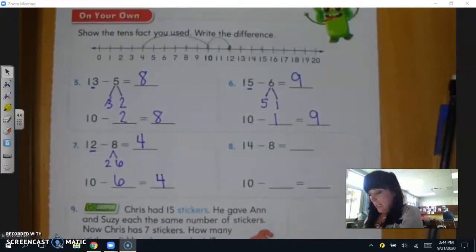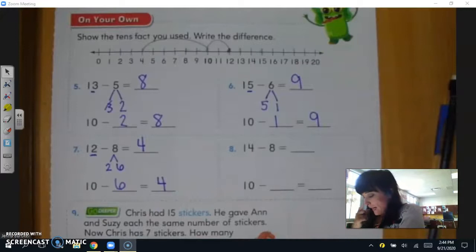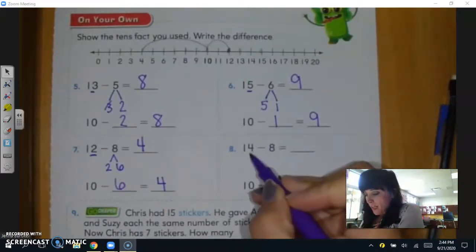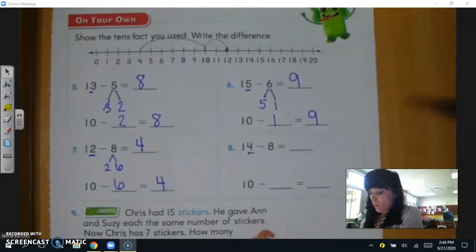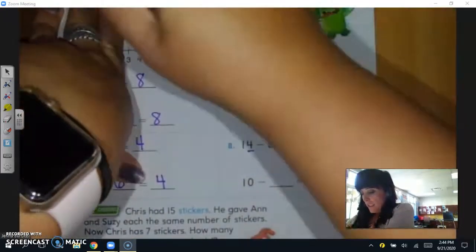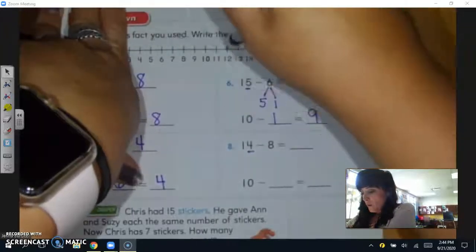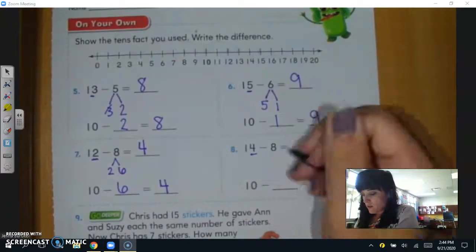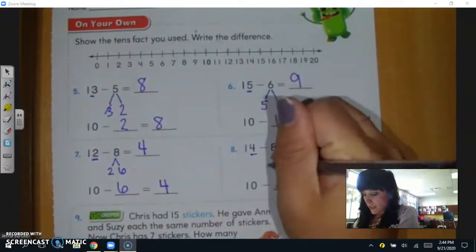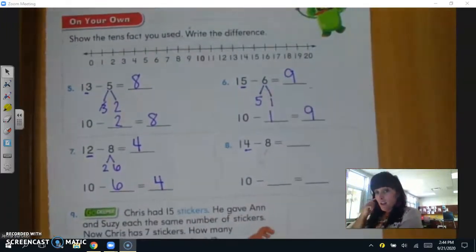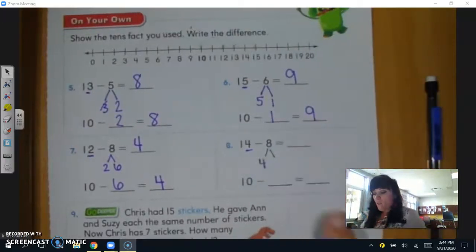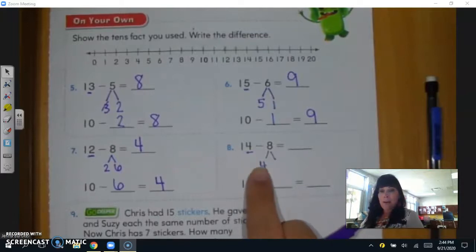14 minus 8. All right, let's do it. Last one that we're going to do together, hopefully, if we have enough time. Okay, so I'm going to underline that ones digit in 14, which is 4. So we're going to break up 8 into 4 and something else. I hope that you know what it is already. If you do, you know your facts. Okay. Because 14 minus 4 is going to get me to 10. And again, that's the point of this lesson.